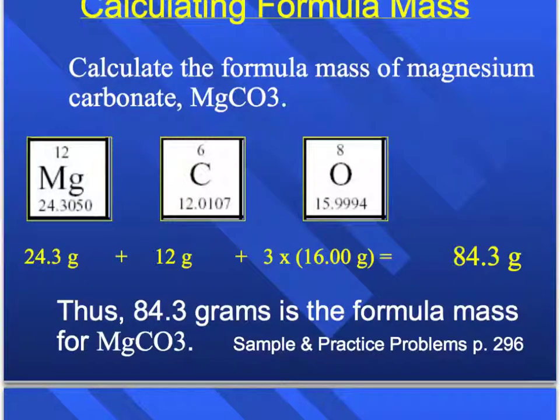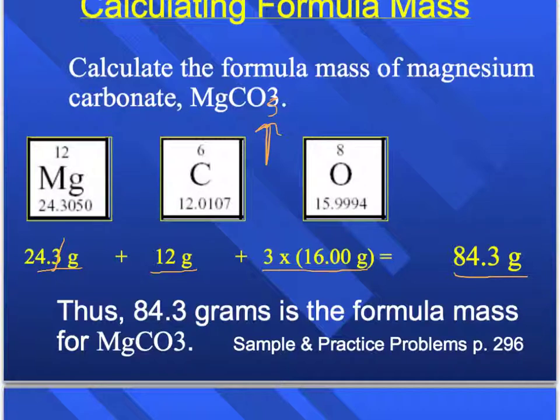Here's a little tougher example. It says calculate the formula mass of magnesium carbonate, which is MgCO3. And so we can see that since there's one magnesium, we're taking the mass of magnesium, we're taking our mass of carbon. And now for this one, notice it's 3 times 16, and that's because there's the 3 oxygens. And then our molar mass for this one is going to be 84.3 grams.